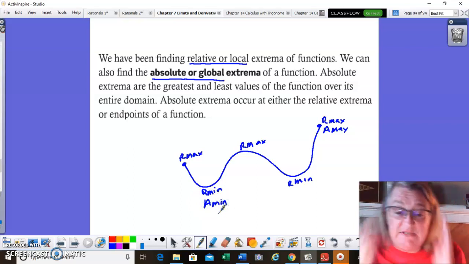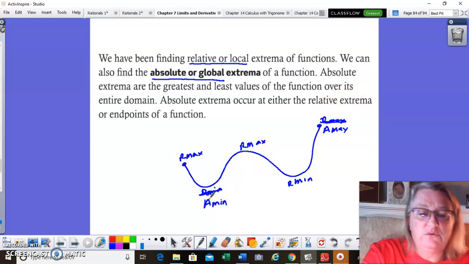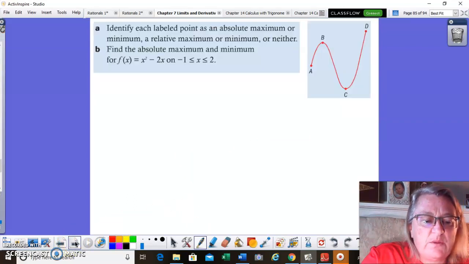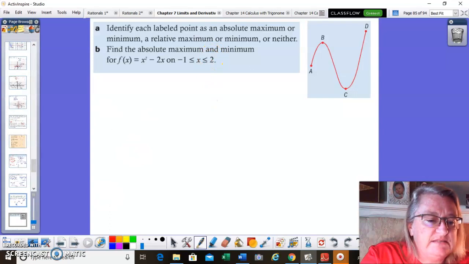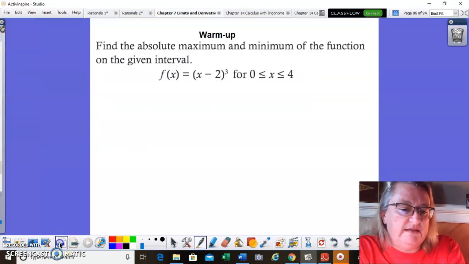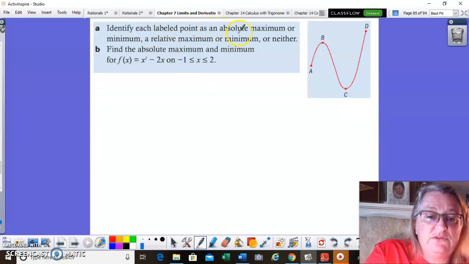So there's sometimes that absolute will override us saying relative. Okay, it's no longer relative once we make it the absolute, meaning the graph never drops below that value. All right, so that's what we're going to be working on for this last piece, I believe. Yes. All right, so we're going to identify each labeled point as an absolute maximum or minimum, a relative maximum or minimum, or neither. And then we're going to find the absolute maximum and the absolute minimum of the graph.